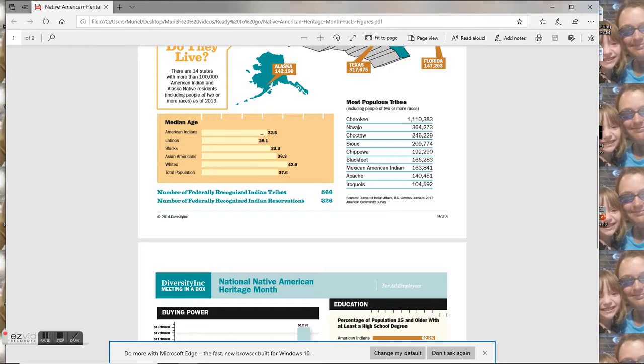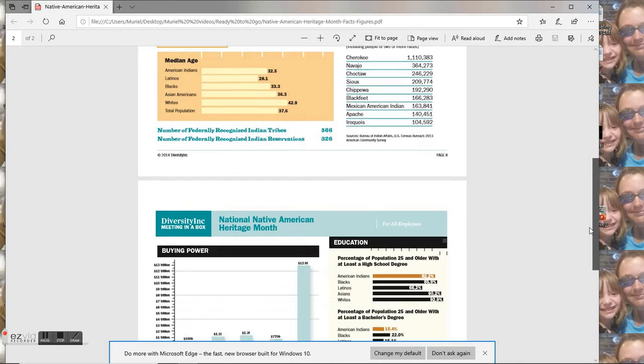The median ages for American Indians was 32.5, Latinos was 28.1, Blacks were 33.3, Asian Americans was 36.3, Whites was 42.9, and the total population median age was 37.6. The number of federally recognized Indian tribes is 566. The number of federally recognized Indian reservations was 326.